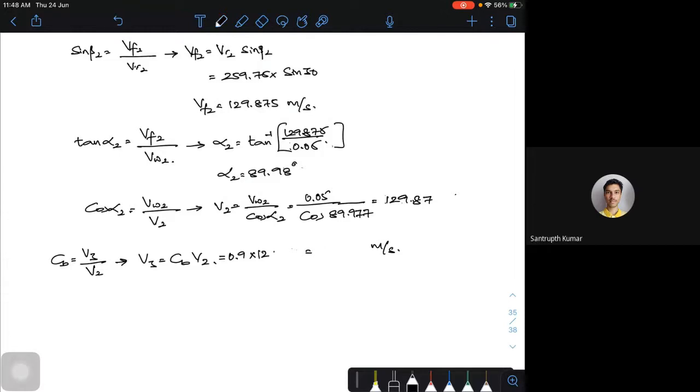129 is equal to 116.89 meters per second. So a little bit of decimals, all these things are changing.